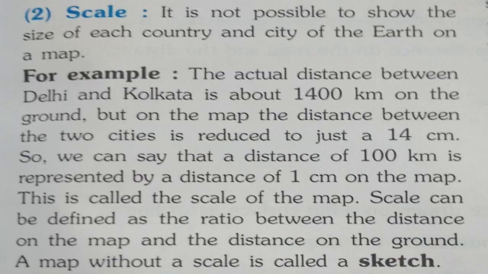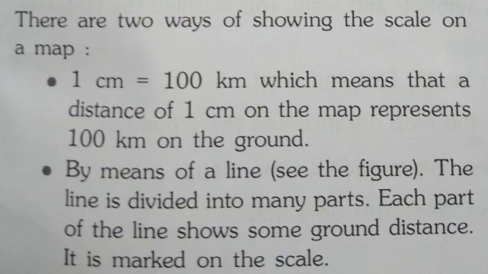This is called the scale of the map. Scale can be defined as the ratio between the distance on the map and the distance on the ground. What is the definition of scale? Ratio between the distance on the map and the distance on the ground. A map without a scale is called a sketch. If we have made a map without a scale, then it will not be called a map, it will be called a sketch. Next, there are two ways of showing the scale on a map.